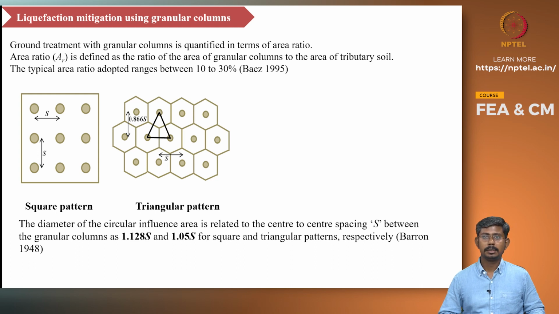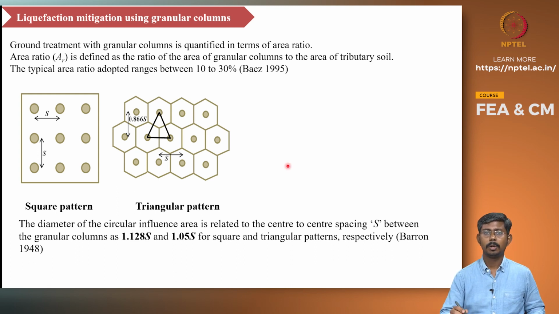So granular columns is nothing but the stone columns. The terminologies are used interchangeably. The treatment is defined in terms of area ratio. The extent of treatment is usually quantified in terms of area ratio, which is defined as the ratio of area of granular columns to that of the tributary soil.